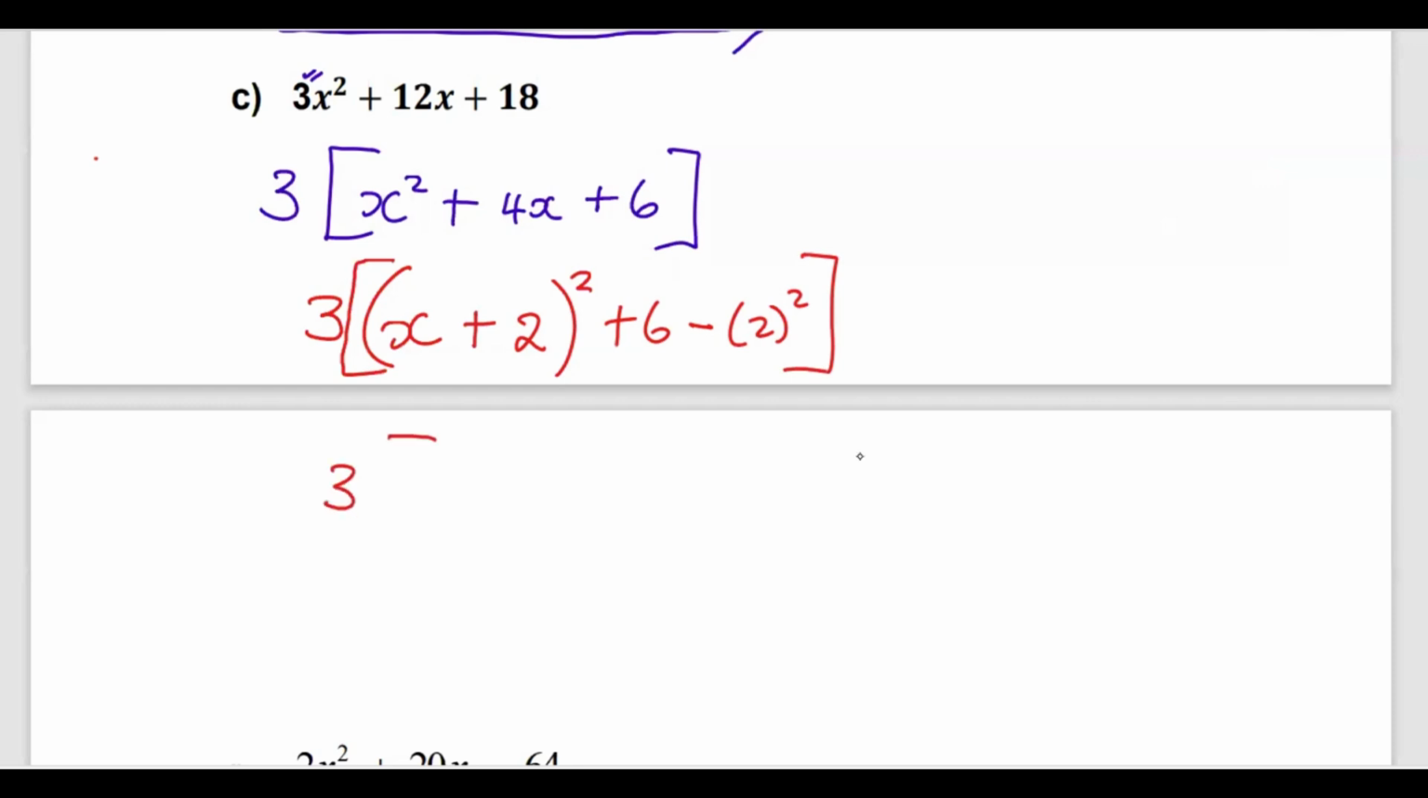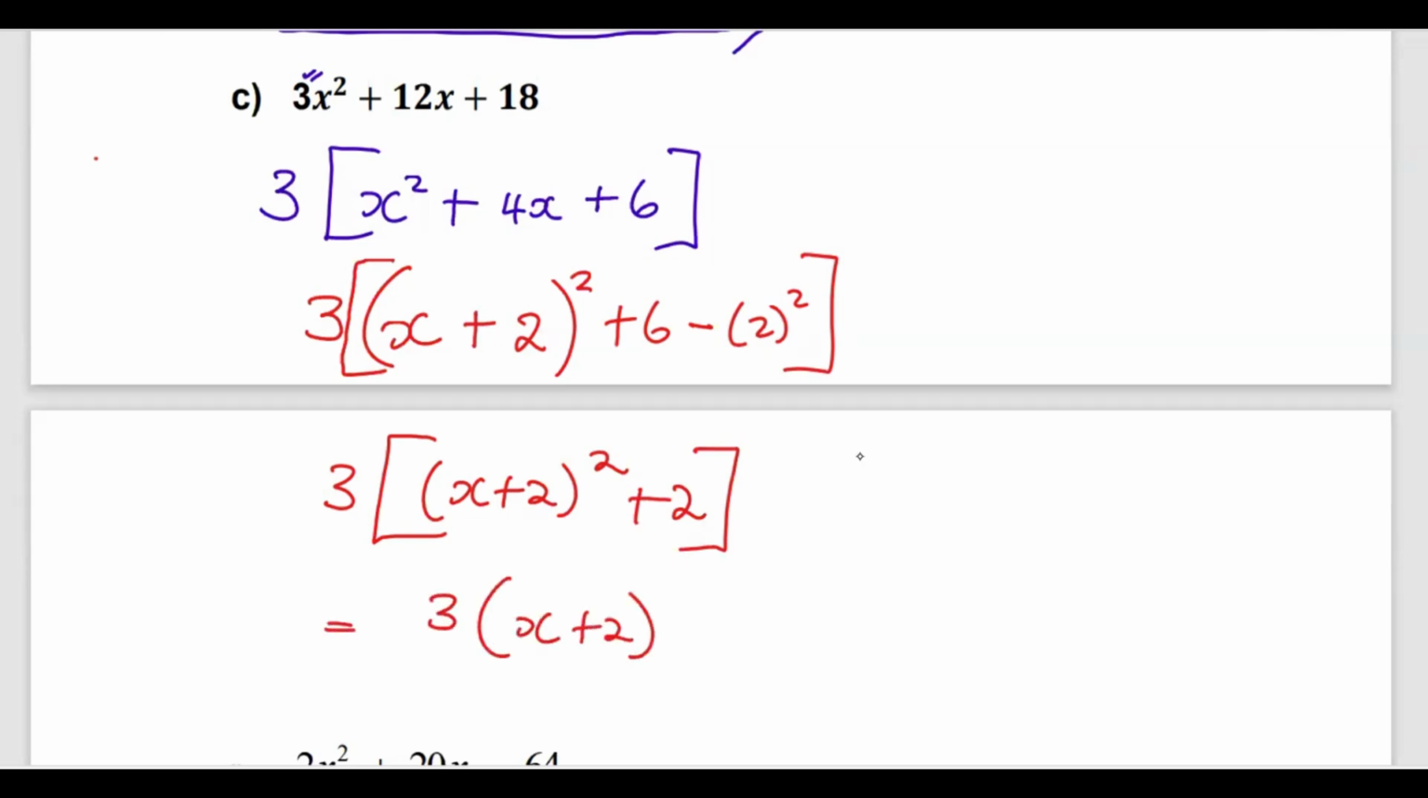Then 3 open brackets. We have x plus 2 squared. This is 6 minus 4, which is a 2. Okay. And then I'll open up the square bracket with a 3. So 3 into x plus 2 squared, and then plus 6. So this becomes our final answer. Okay, so after taking out the 3, we always have to reintroduce it back within the final step.